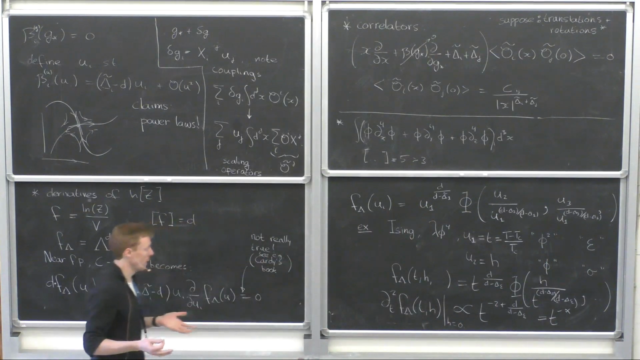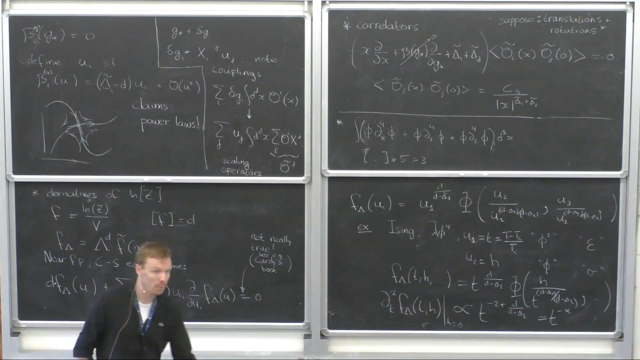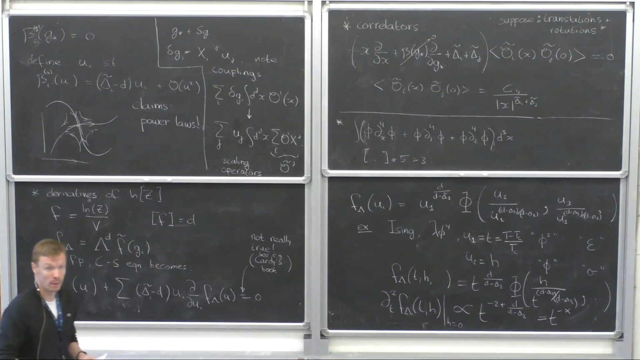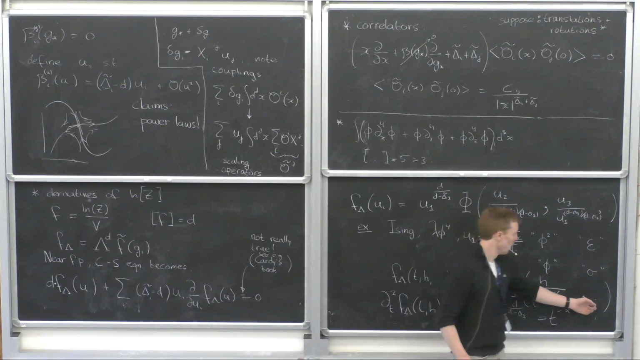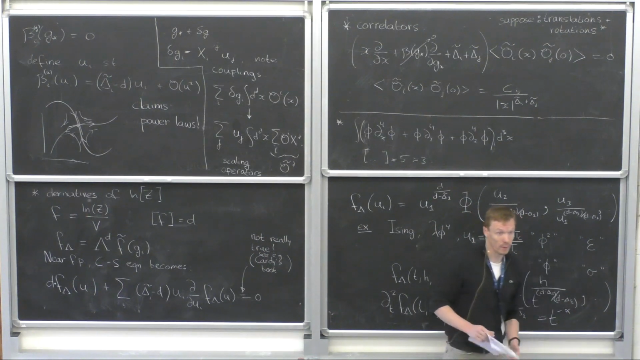And similarly, you can get all the other critical exponents in terms of delta epsilon and delta sigma, or at least the leading few. And then the corrections to scaling will come from the irrelevant operators here, which will introduce new deltas. Yes?